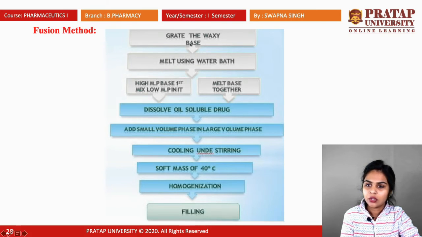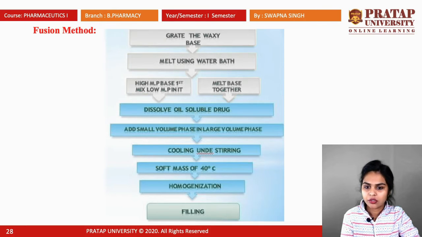First, grate all the waxy bases and melt using a water bath. After melting, if there are high melting point bases, first mix the low melting point ones in. If there is no problem like high and low melting point ingredients, melt the bases together, and dissolve all soluble drugs.